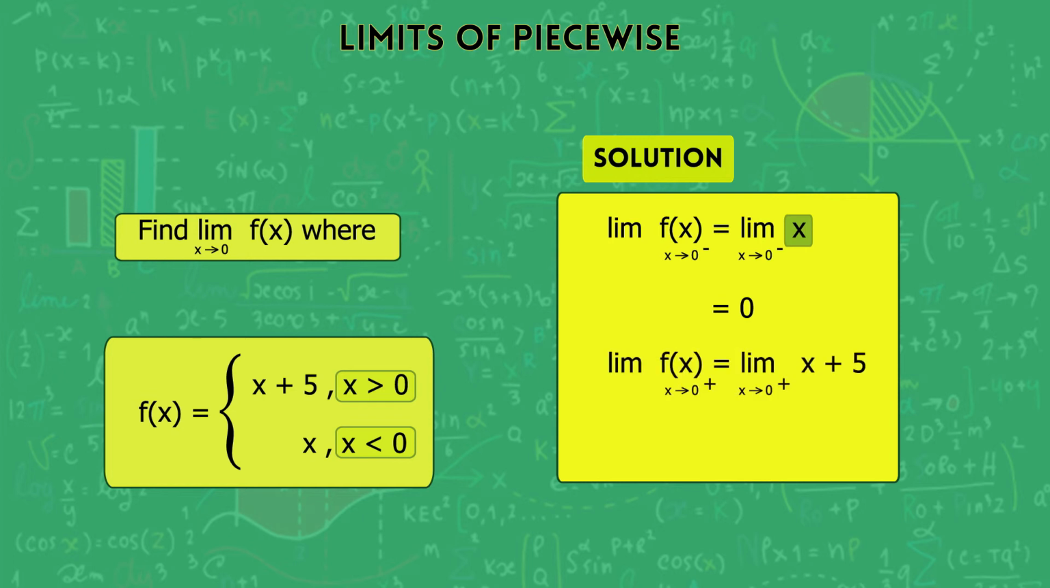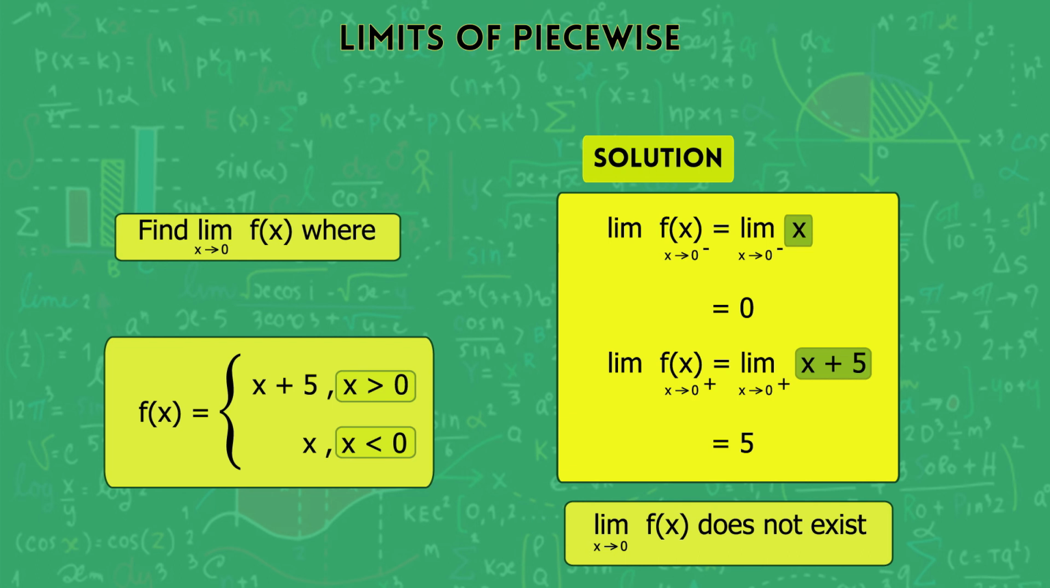To find the limit of f of x, as x approaches 0 from the right, we look at x greater than 0. Next, substitute f of x with x plus 5. Then, solve the limit. When the limits are not equal, the limit of f of x, as x approaches 0, does not exist.